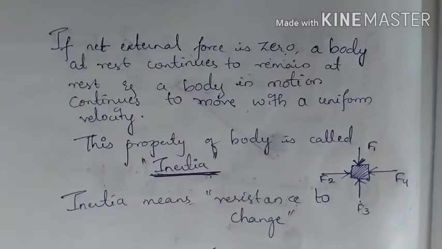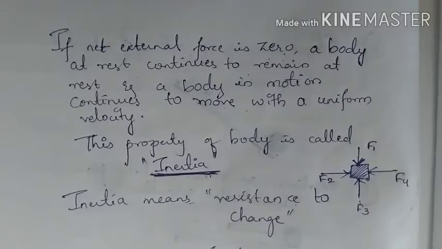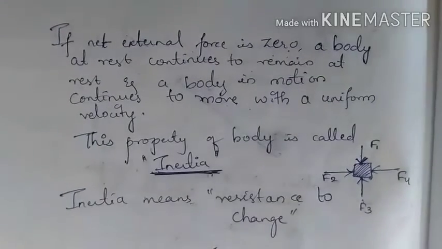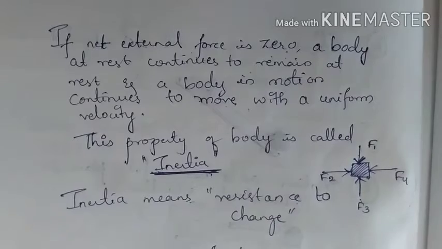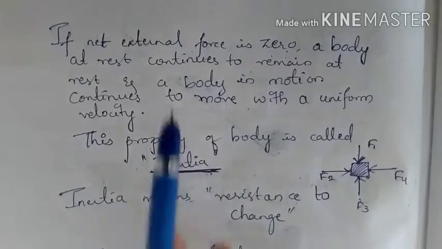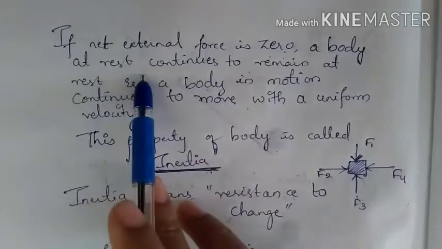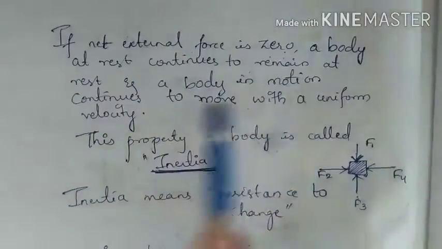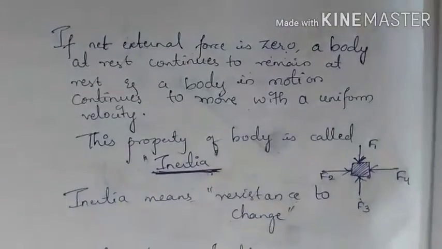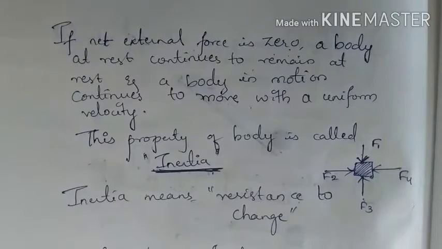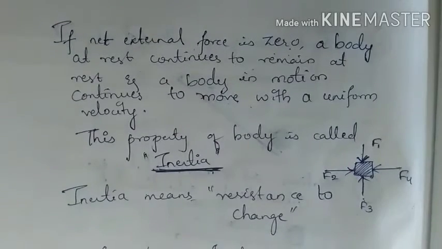Today I'll give 3 important points of inertia and then later let us understand a few examples of inertia. Hope this concept of inertia is clear to you all. So what is mandatory in this? Net external force should be zero. Then only a body at rest remains at rest and a body in motion continues to move with uniform velocity. This is important. Next, let us write 3 points for inertia and then we'll move on to the examples.